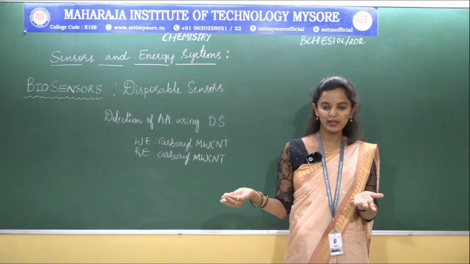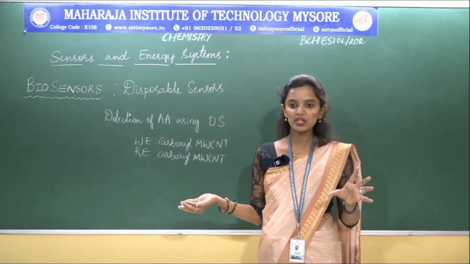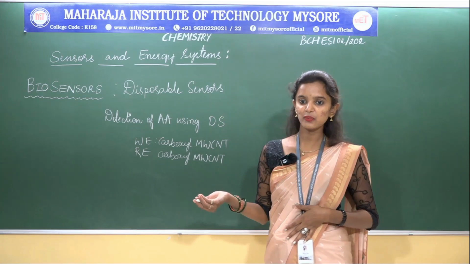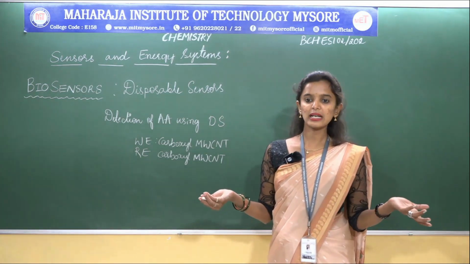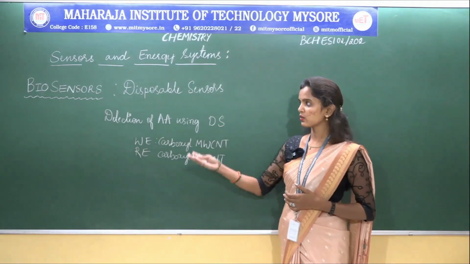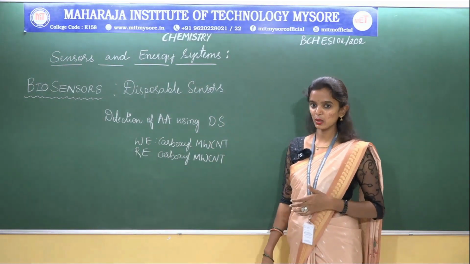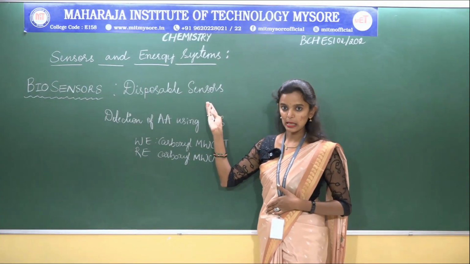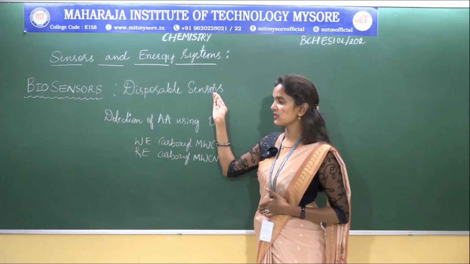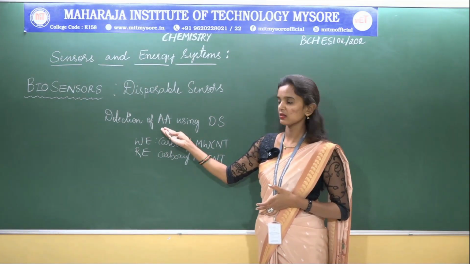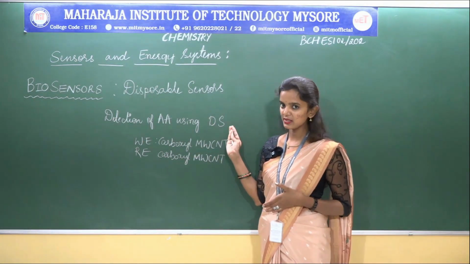So they are eco-friendly and they have short duration of analysis. They provide digitalized chemical and biological information. They prevent the contamination of the sample. As I already said, biosensors are the type of sensors which have biological origin, in which disposable sensors are one of the examples. And in disposable sensors, we are going to study the detection of ascorbic acid using disposable sensors.